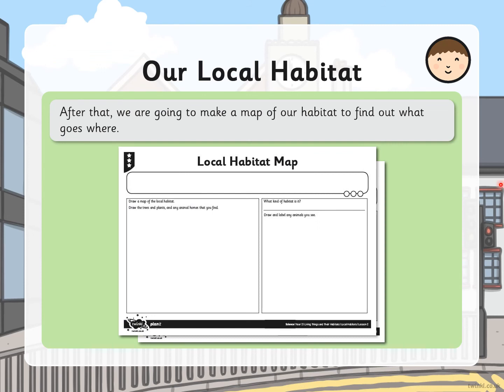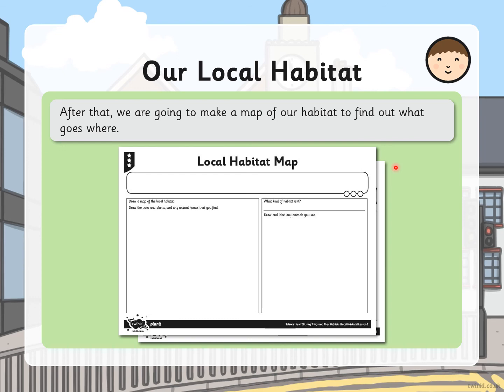So what I'd like you to do today is think about a local habitat. It might be that you want to go to a local habitat. That might be a pond if you have one. It might be a pond if you know of another one nearby. It might be the river. It might be the woods. It might be your garden.